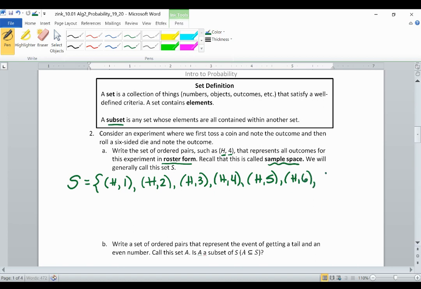Or I could get tails and a 1. Tails and a 2. Tails and a 3. Hopefully you're getting the idea here. Tails and a 4. Tails 5. Or tails 6. Okay, so we have 12 different possible outcomes in this sample space.